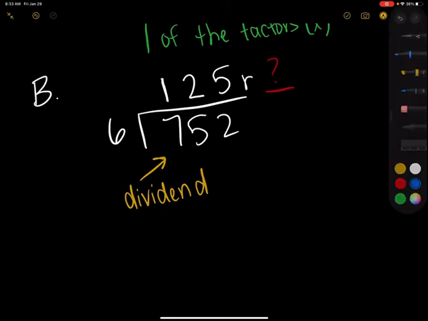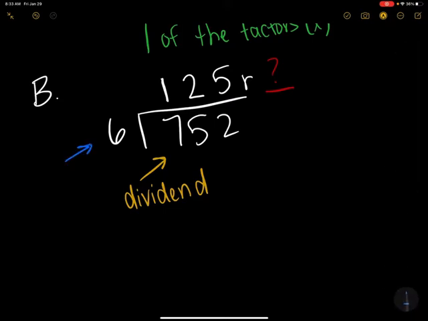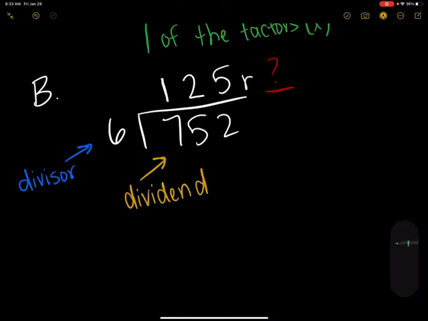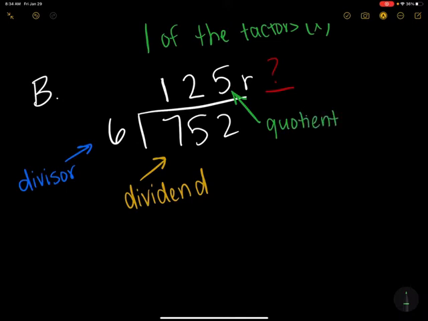Okay, and then we have what right here? That is our divisor. It goes outside the house, and it is what we are dividing by. And then finally, up top, so this part is what? It is the quotient. So it goes on top of the house, and it is our answer.